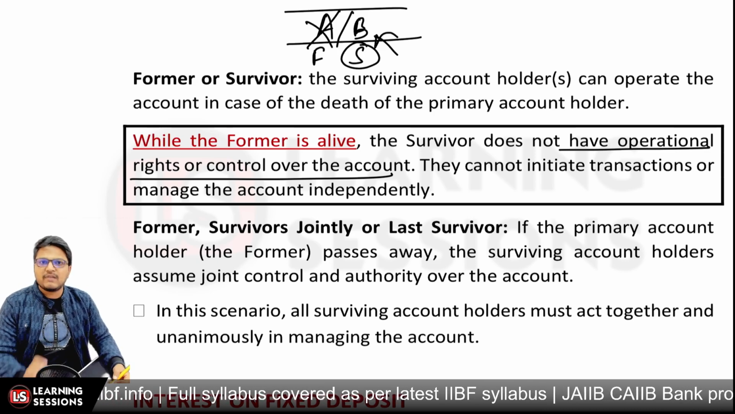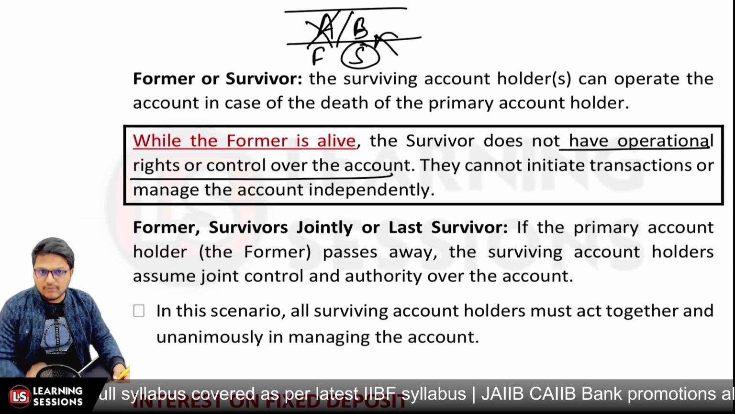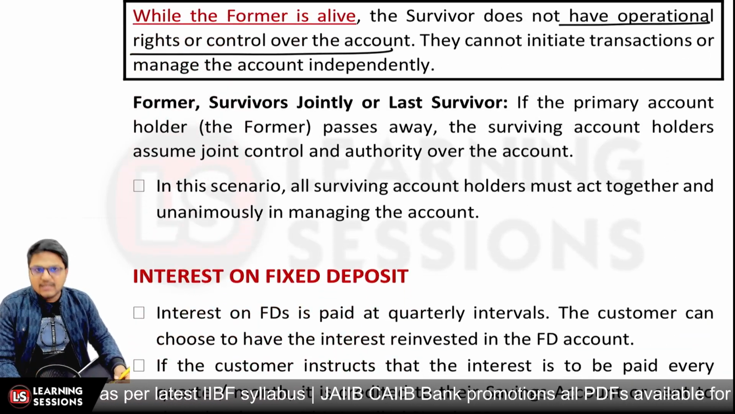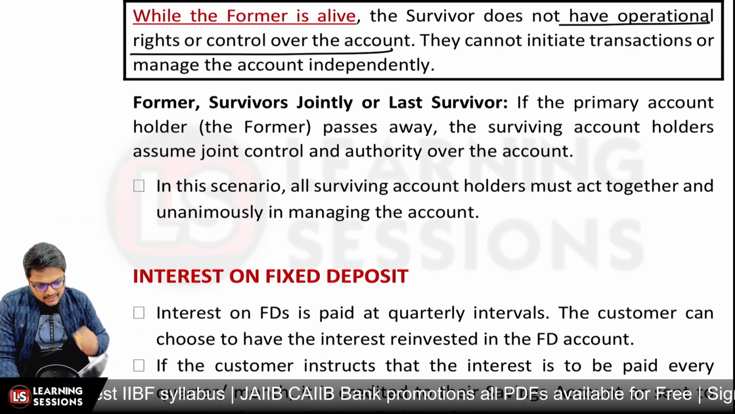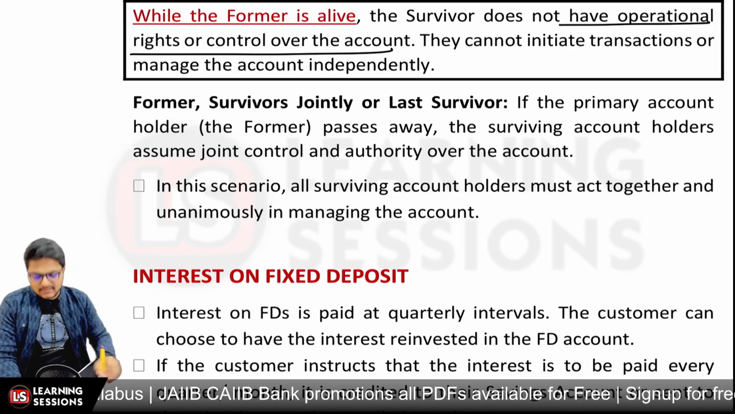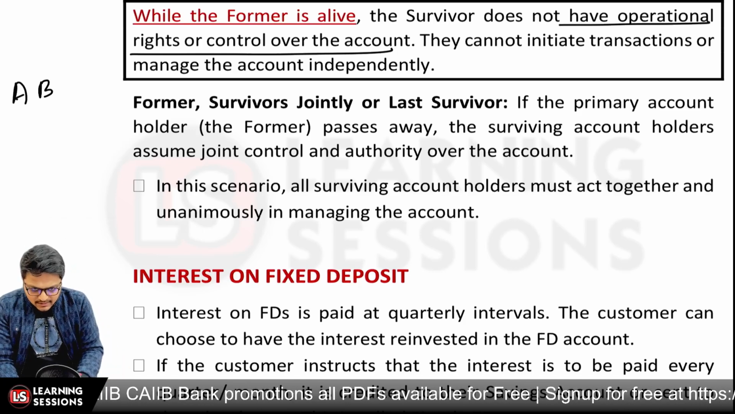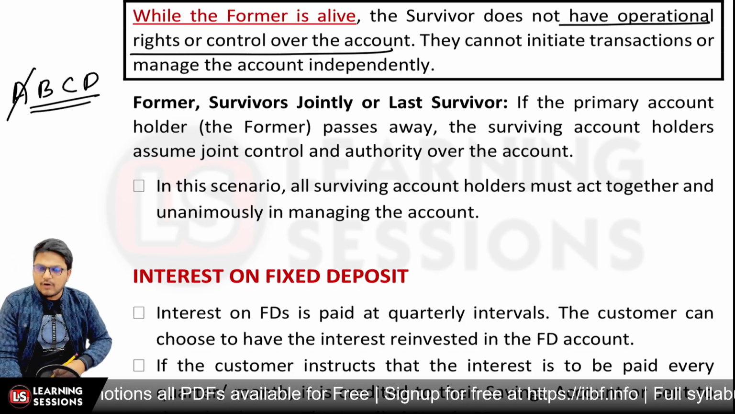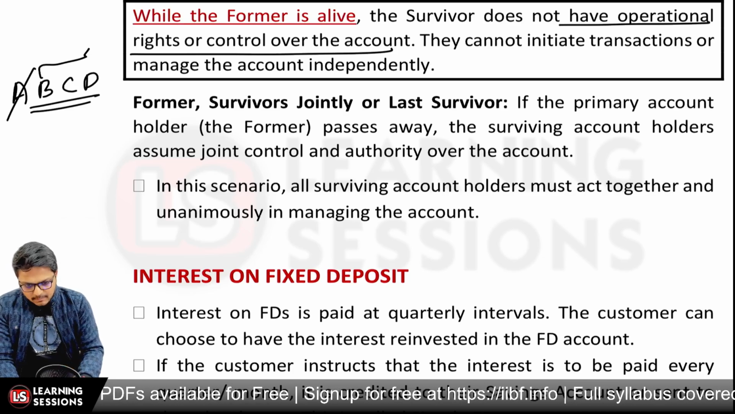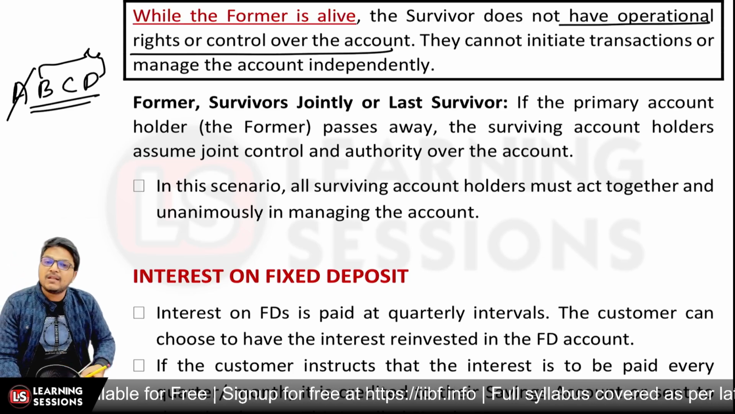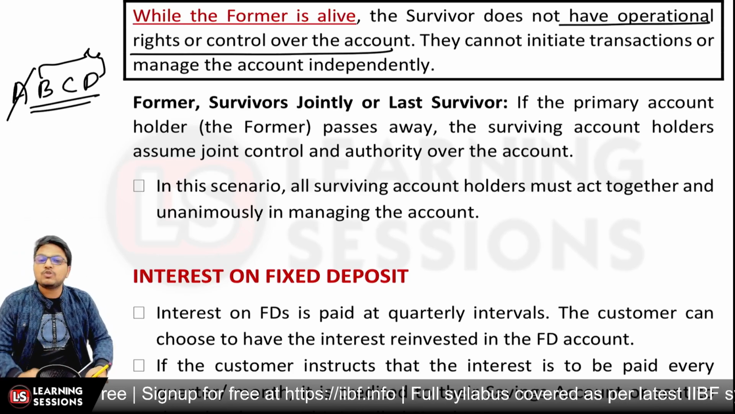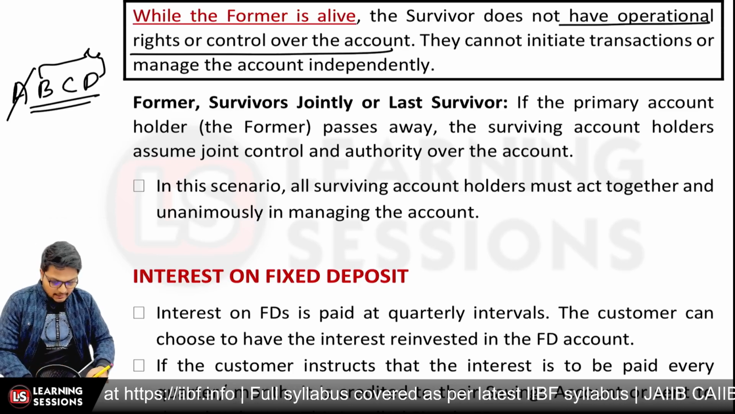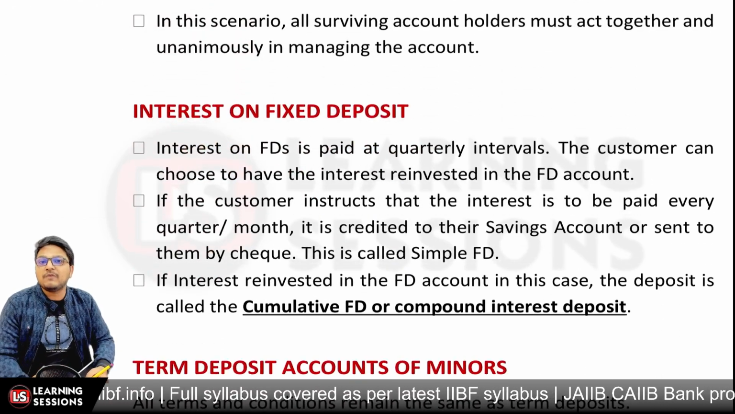And for former survivors jointly or last survivor, if the primary account holder, that is the former, passes away, the surviving account holders assume the joint control. If multiple persons were there and the former and survivor condition was there, in that scenario A is the former. If A dies, then B, C, D are to operate the account jointly and they will have the joint authority over the account, right? And further, that's the scenario. Now let's understand the interest on fixed deposit.